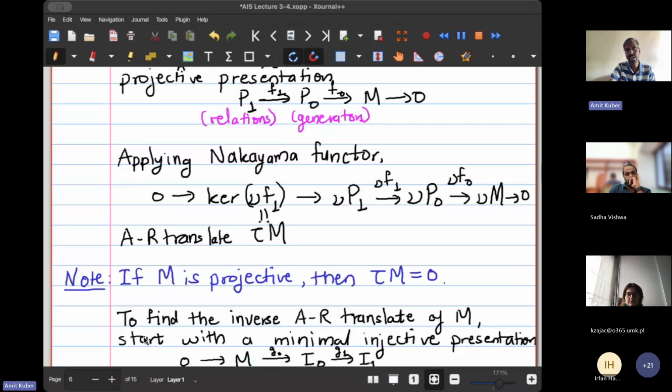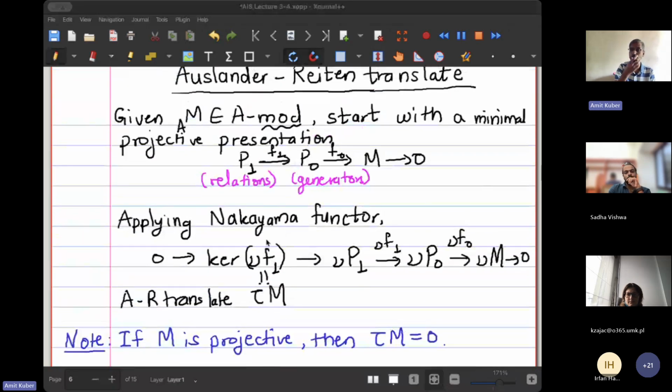Well, the first thing that you should notice is if M is projective, then what is its projective presentation? Well, obviously a minimal projective presentation will always give you that P0 is isomorphic to M, and therefore P1 is 0. We don't need any relations. So P1 is 0, therefore new P1 is 0 and new F1 is a 0 map. And the kernel of the 0 map from 0 is 0. So therefore, the Auslander-Reiten translate of a projective module is 0.